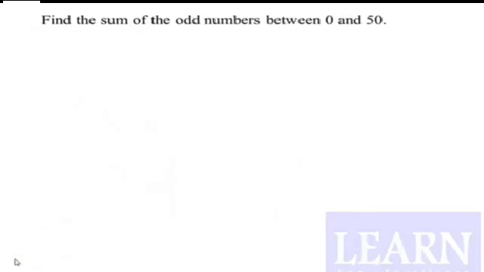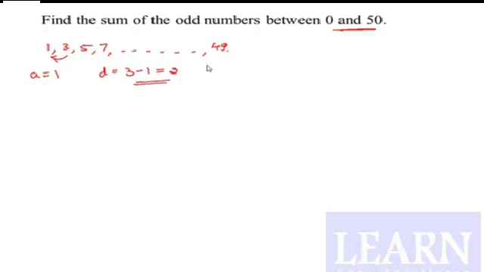Now we'll move to the next one. Find the sum of odd numbers between 0 and 50. What are the odd numbers? Odd numbers start from 1, and till 50 they have told, it means the numbers are 1, 3, 5, 7, and the last number which is less than 50 is 49. What is the first term? The first term is a, which is 1. What about the difference? The difference is 3 minus 1, that is a2 minus a1, which is equal to 2. What is the last term? an, or last term, is 49.